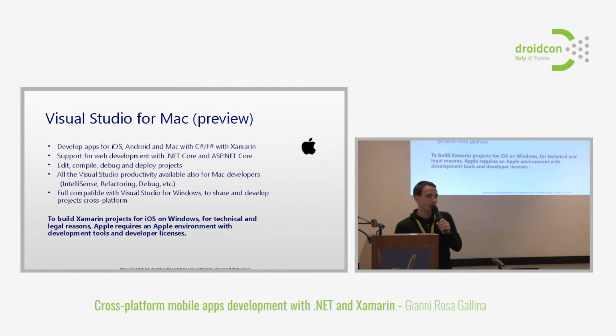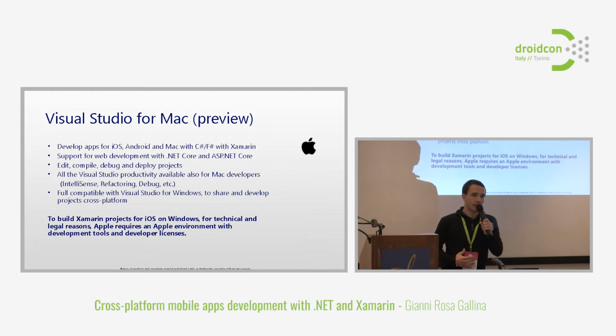Visual Studio for Mac is new, as it was announced last year at some Microsoft events, and lets you develop applications for iOS and Android on Mac with either C# or F# and Xamarin. It also supports web development, and you can edit, compile, debug, and deploy projects the same way you do on Windows. And it's fully compatible with Visual Studio for Windows, so if you have teams which prefer Mac instead of Windows machines, they can share the same projects and everything works.